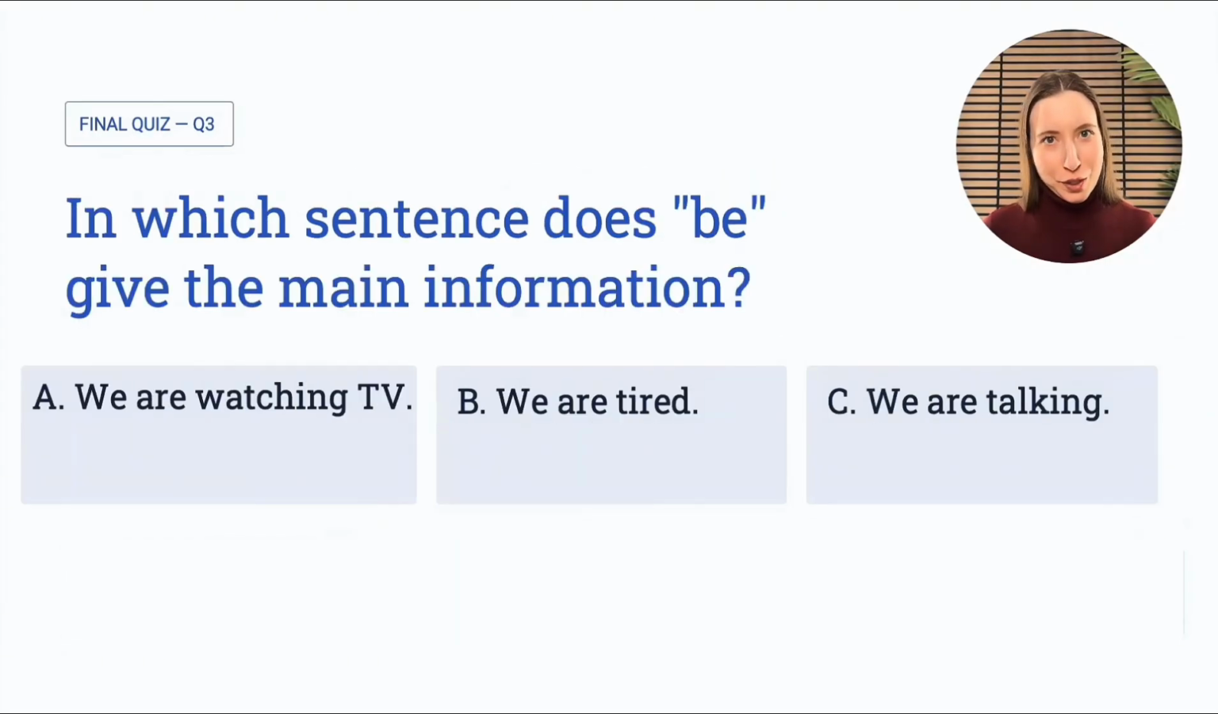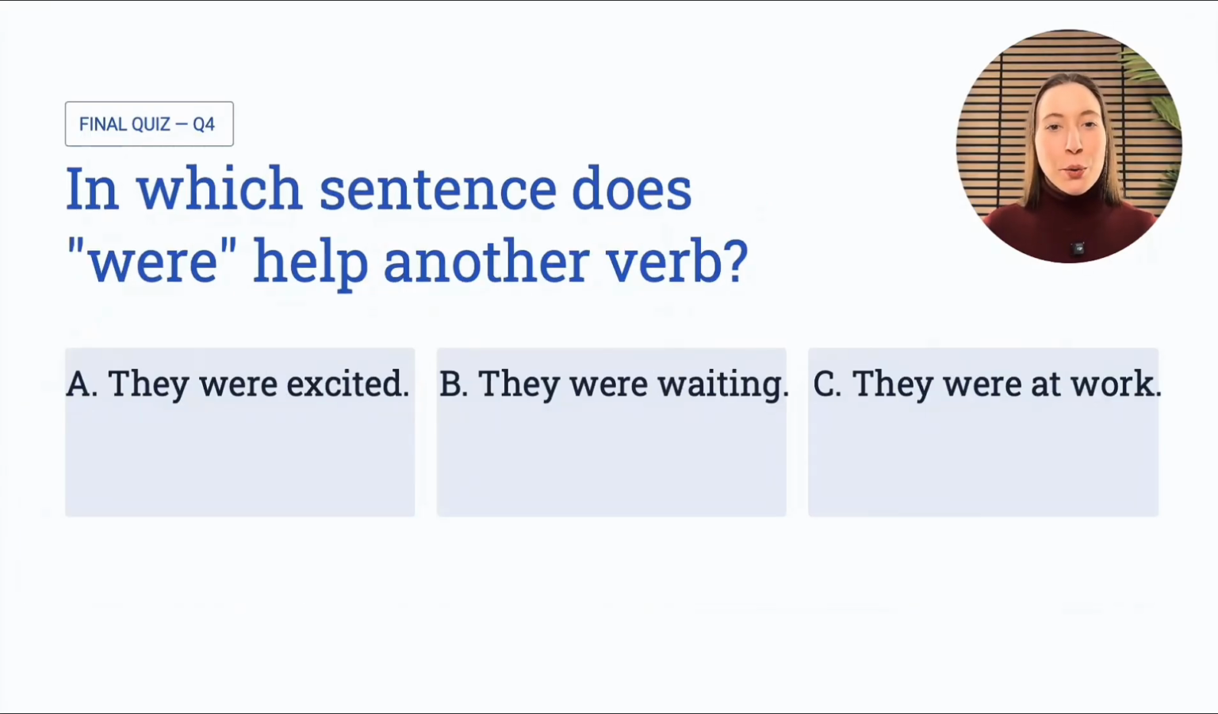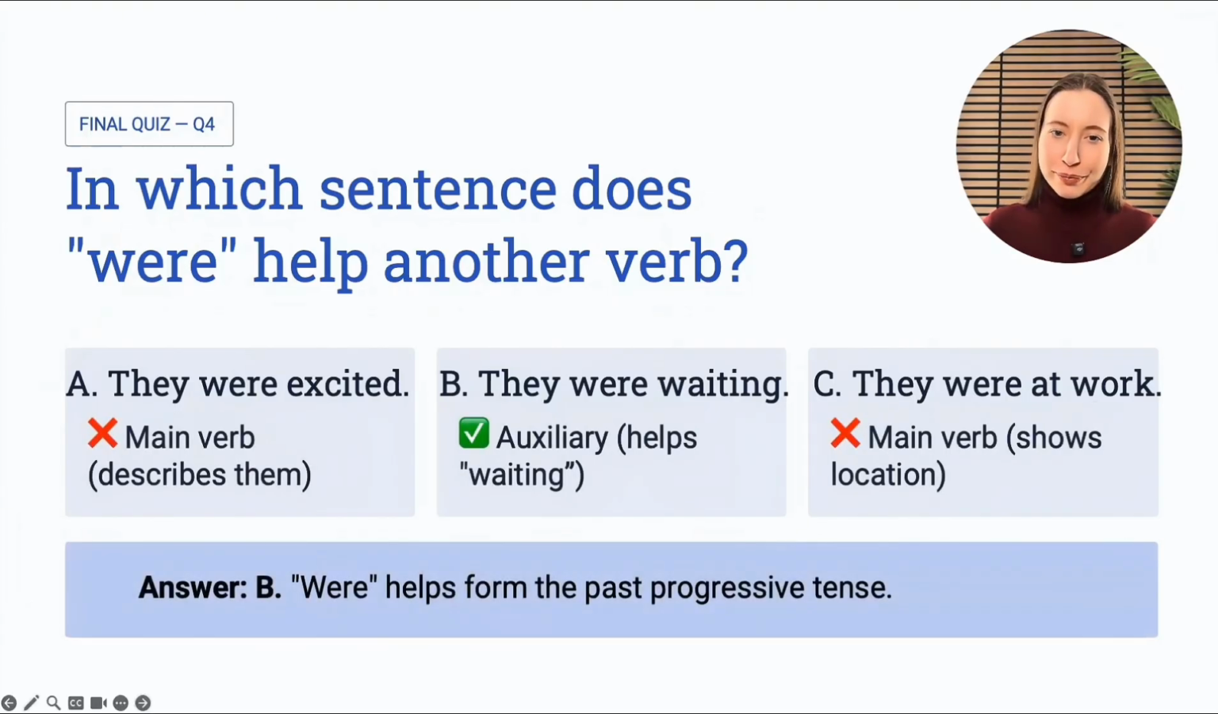Question 3. In which sentence does be give the main information? We are watching TV. We are tired. We are talking. The correct answer is we are tired. Question 4. In which sentence does were help another verb? They were excited. They were waiting. They were at work. The correct answer is they were waiting.